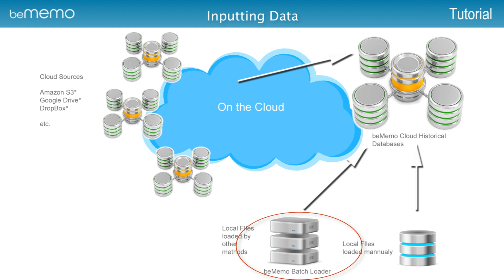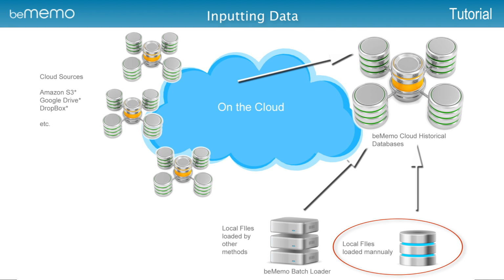There is the BMemo Batch Loader utility. It can be used to load data into BMemo databases automatically. It can be part of ETL processes or run independently. Besides these, BMemo provides cloud utilities for loading BMemo's databases directly from cloud sources through scheduled processes from Amazon S3, Dropbox and Google Drive.